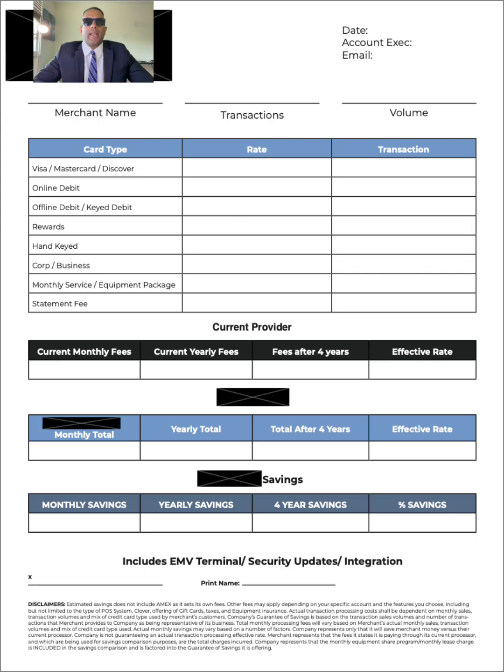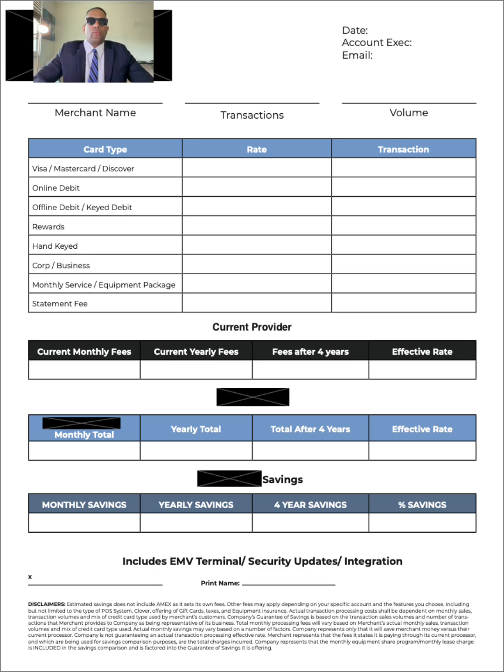We're going to start off with the date when the quote was created, account executive, which is the representative who's giving you the quote, email of the account executive, so anything that has to be sent via email, merchant's name, which is the business name, transactions. Transactions entails monthly sales for credit and debit only. Volume is the dollar amount of transactions for credit and debit only.